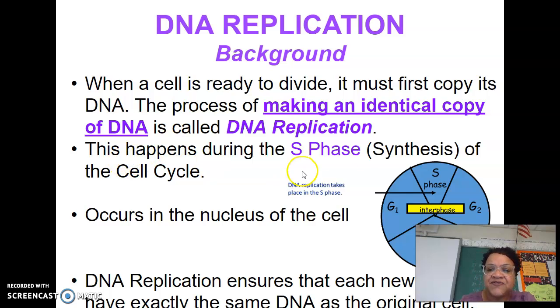And recall the S phase is a subphase of interphase. You have G1, S, and G2. S phase is when DNA is replicated. It occurs in the nucleus of the cell, and this DNA replication ensures that each new cell will have the exact same DNA as the original cell. Every cell in your body has the exact same DNA, and it must be replicated first before it can make a new cell.